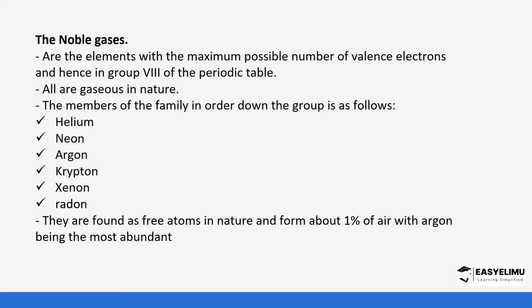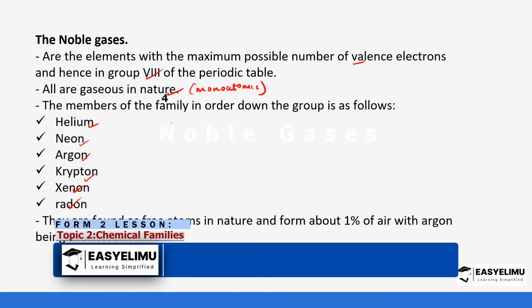So noble gases are elements with the maximum possible number of valence electrons. They usually call them group 8 because most of them have 8 electrons in the outermost shell. They're usually gaseous in nature and they are monoatomic gases, so gases made up of one atom. Members of this family are helium, neon, argon, krypton, xenon, and radon. And they usually occur as free atoms in nature, so they do not combine since they are unreactive.